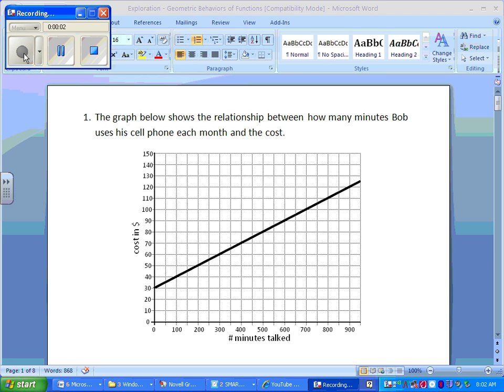There we go. Okay. We've been talking about these relationships, and you talked about graphs. The most important thing is that you can read a graph.